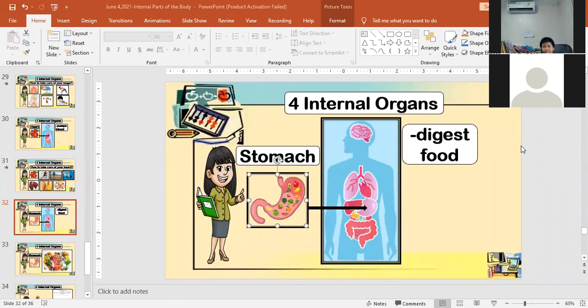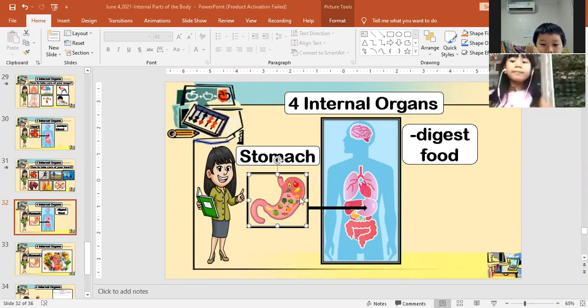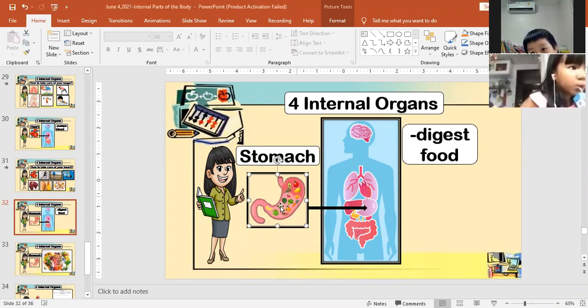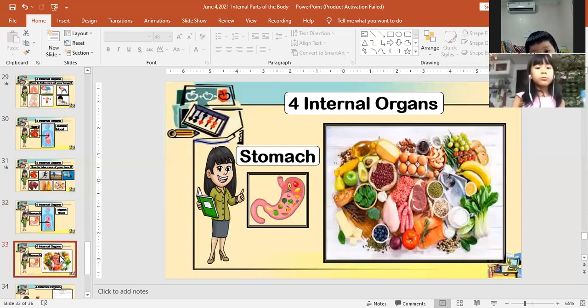Okay. Chanyu, you answer me. What can you see inside the stomach? On the picture. You can see? Apple. Okay, apple. What do you call this one? Fruits and vegetables. These are foods. For example, when you eat vegetables like lettuce, carrots, they will go into your stomach. What will the stomach do? It will digest the food into small pieces, just like this one.